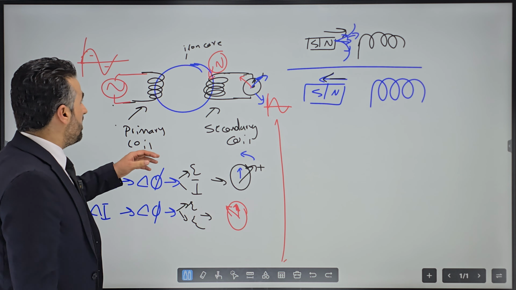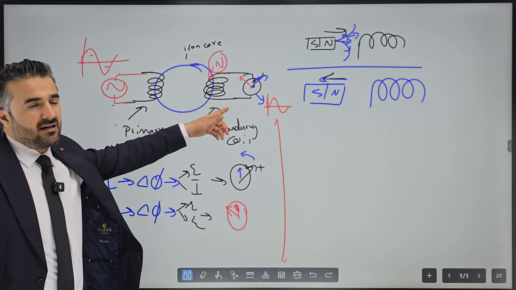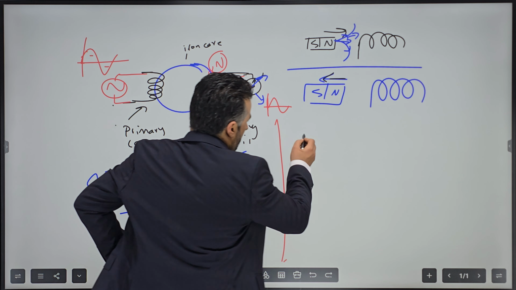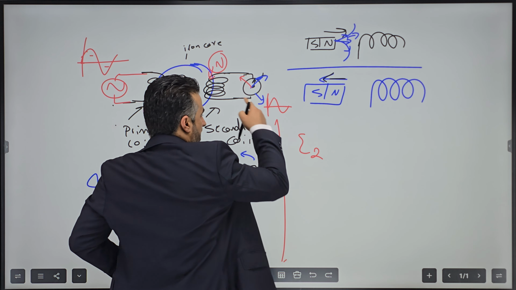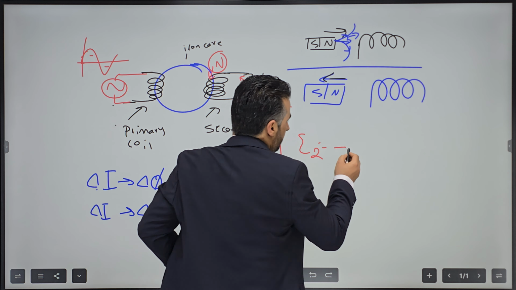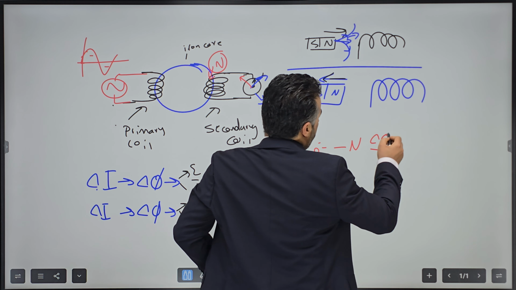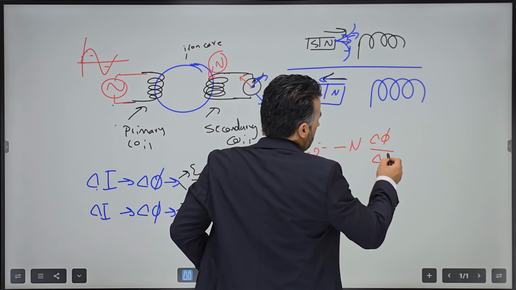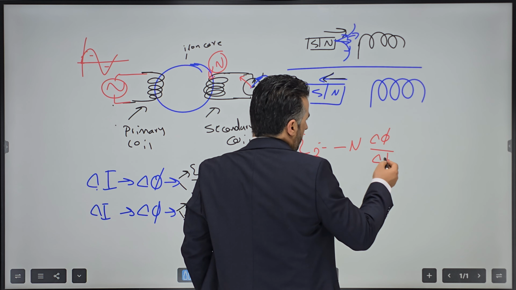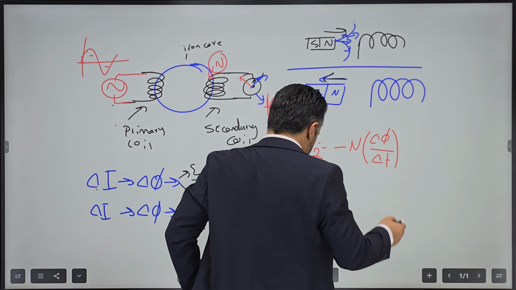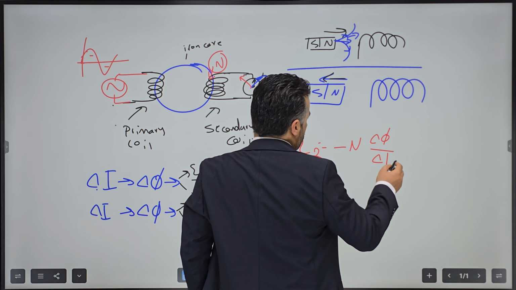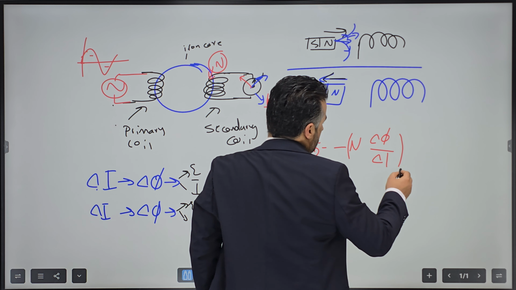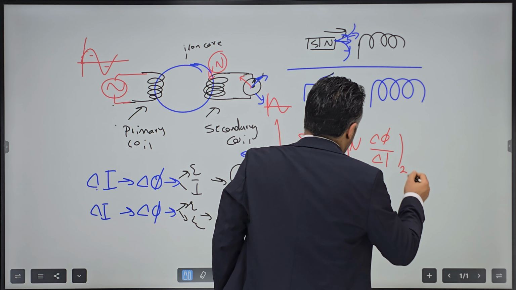For now, what is exactly, or how much, EMF will be induced? Like EMF2, that would be for the secondary coil. It is the negative of the change in flux over delta time. We can call that the flux will be changing. And all this, of course, is for the secondary coil here.